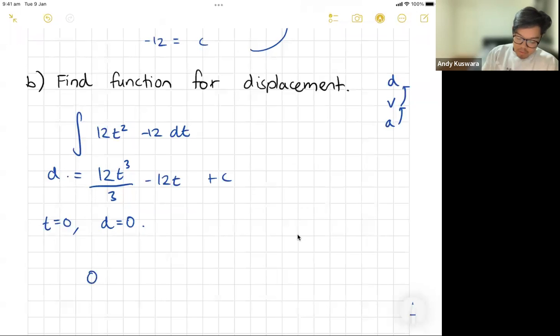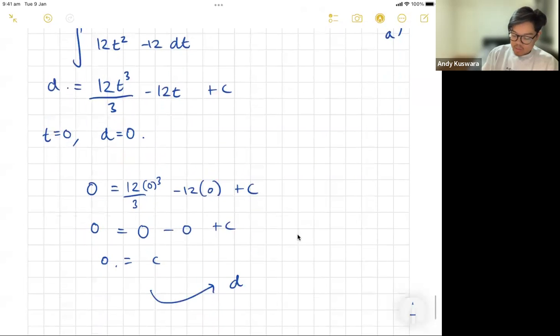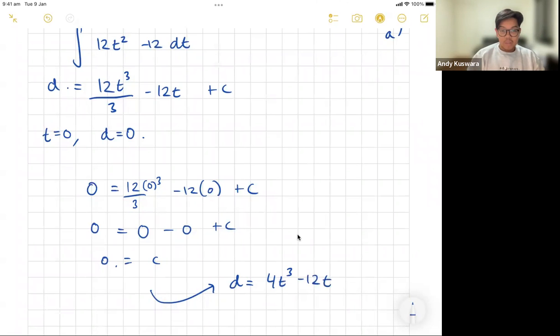So when displacement equals 0, I'm going to substitute it in here. I also know that time is going to equal 0. So it's going to be 12 on 3 times 0 cubed minus 12 times 0 plus c. That's going to turn to 0, that's also going to turn to 0. Surprise, c is going to equal 0 here. So at least now I can say with confidence, my displacement is just going to be 12 on 3 t cubed minus 12t. Simplify that a bit: 12 on 3 is the same as 4. So I've got 4t cubed minus 12t, and that is my displacement.